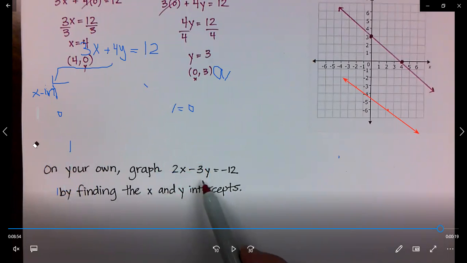Now it's your turn to work with this question, to check your understanding, please. This is your question: 2x minus 3y equals negative 12. Find the x-intercept and the y-intercept, and please try to draw it.